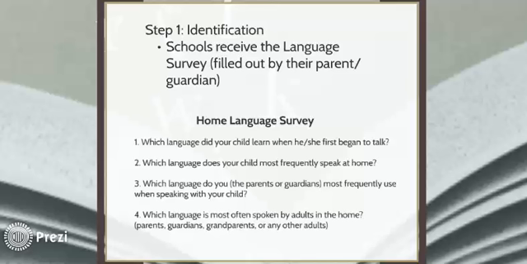The home language survey asks 4 questions. Which language did your child learn when he or she first began to talk? Which language does your child most frequently speak at home? Which language do you feel is most frequently used when speaking with your child? And which language most often is spoken by adults in the home?